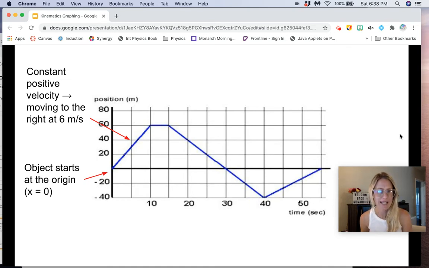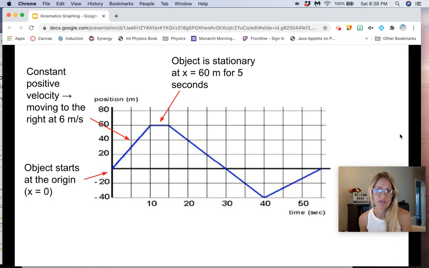Now at 10 seconds, we can see that we have a flat part of this graph, right? From 10 to 15 seconds. Remember, slope is velocity. That tells us we have a velocity of 0 because the slope is 0. So we're staying put at 60 meters for 5 seconds. The object is stationary at x equals 60 meters for 5 seconds.